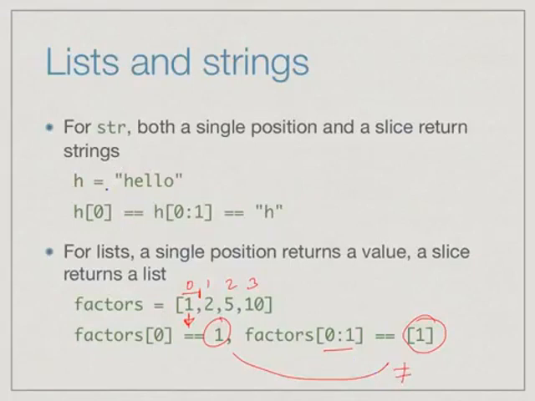Right? So just remember this: in a string, we cannot distinguish between a single value at a position and a slice of length 1. They give us exactly the same type of value and the same value itself. Whereas in a list, a slice of length 1 is a list, whereas a value at a position is a single value at that position.